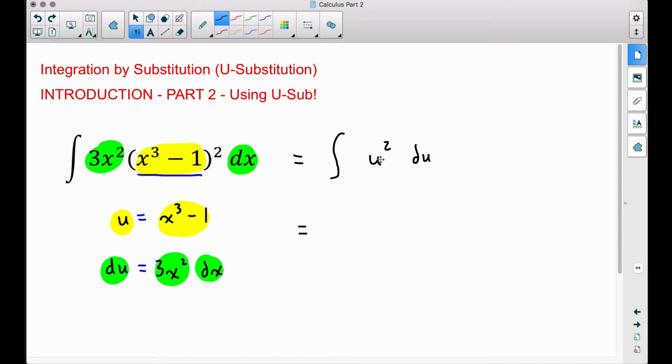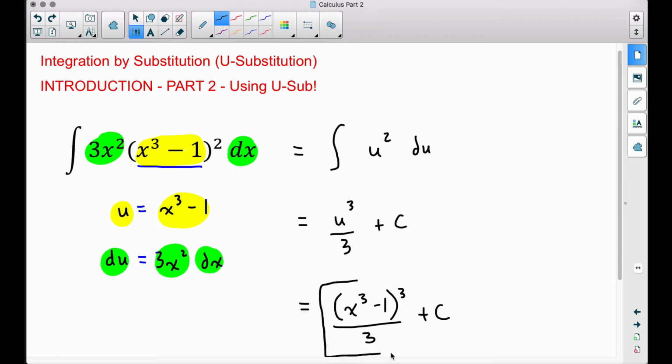Now we have an indefinite integral in terms of u that's really quick and easy to integrate. The integral of u squared is u cubed over 3 plus some constant c. And now to finish this problem off, we take whatever u is equal to, we substitute it back in, therefore we have x cubed minus 1 to the third power over 3 plus some constant c. And that is our answer.